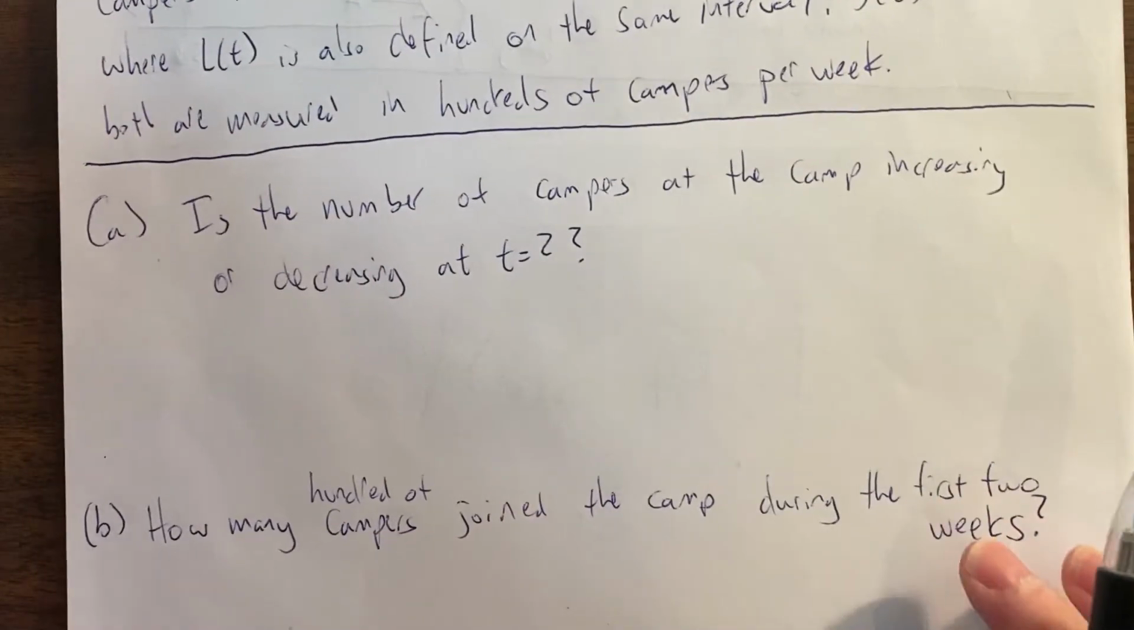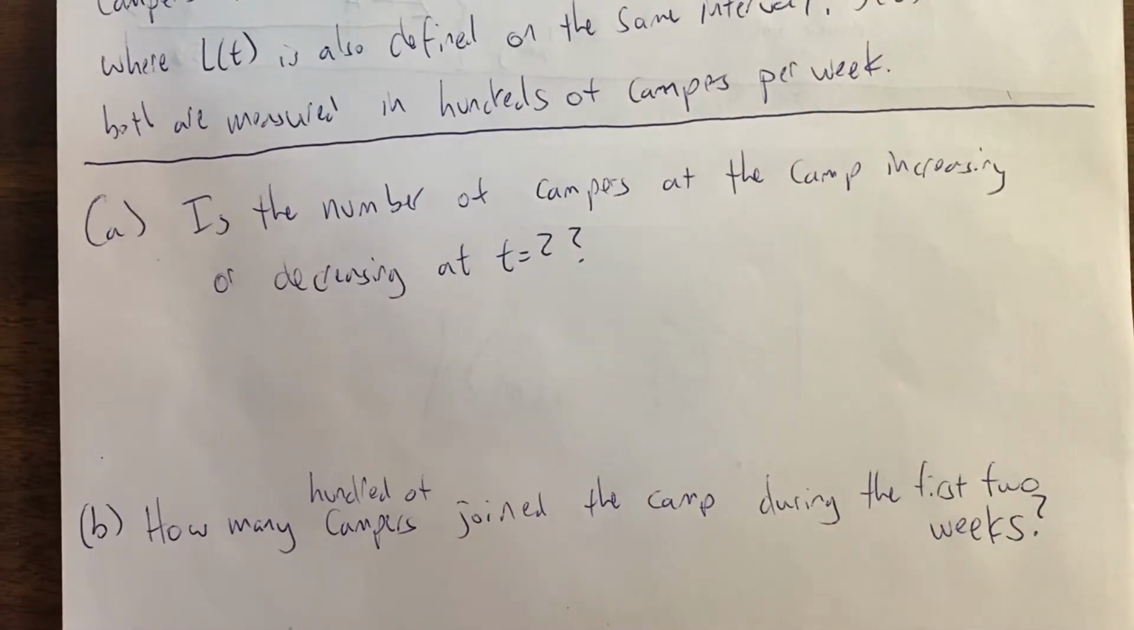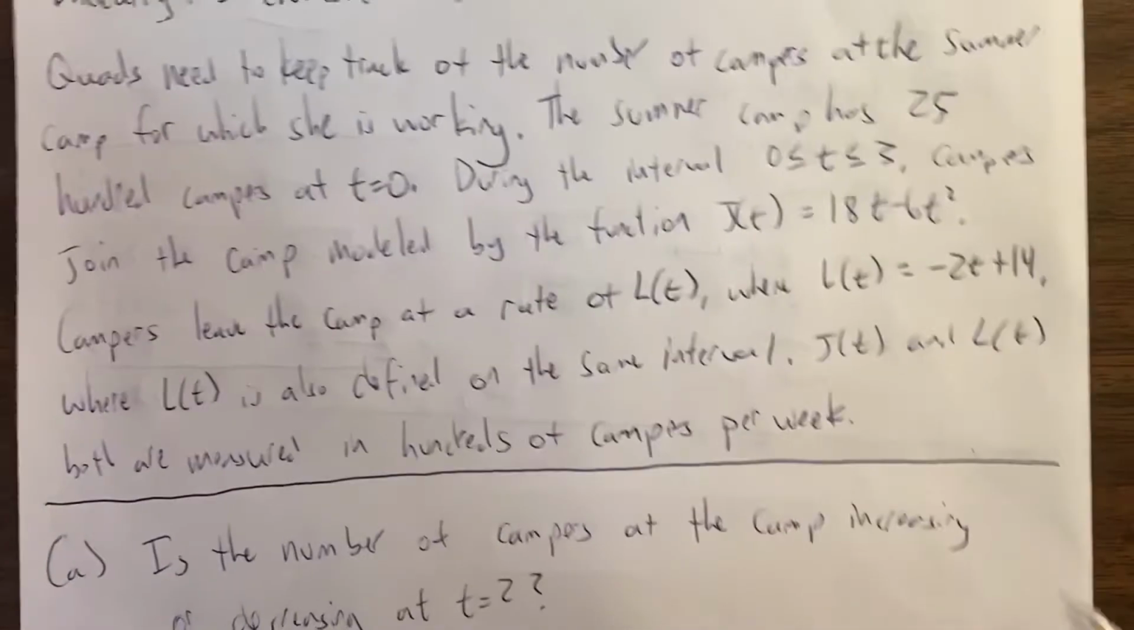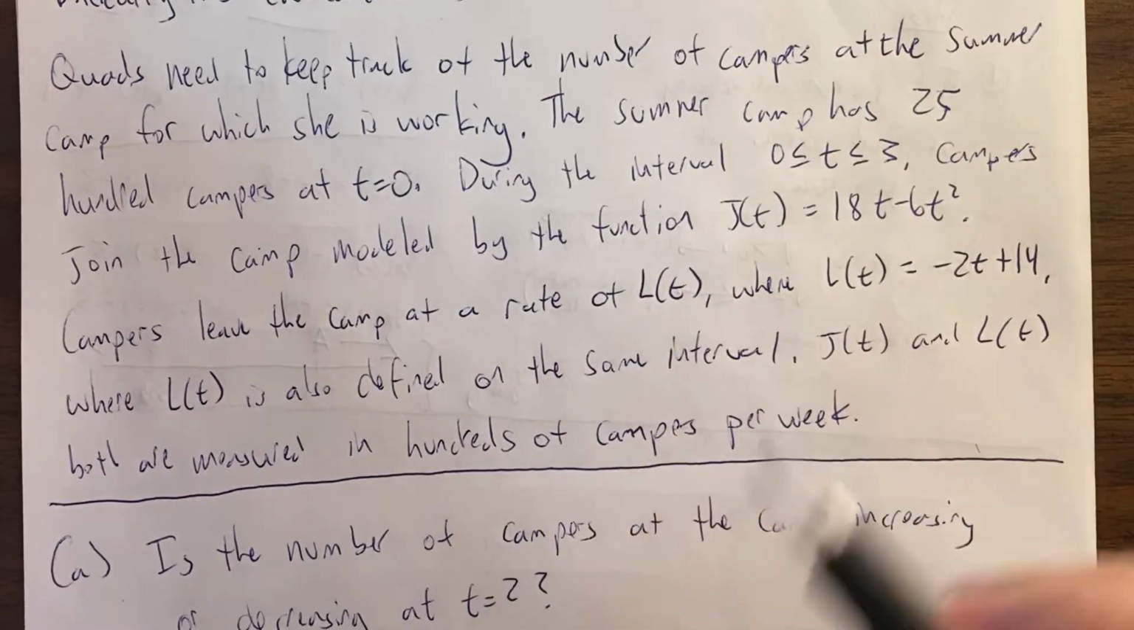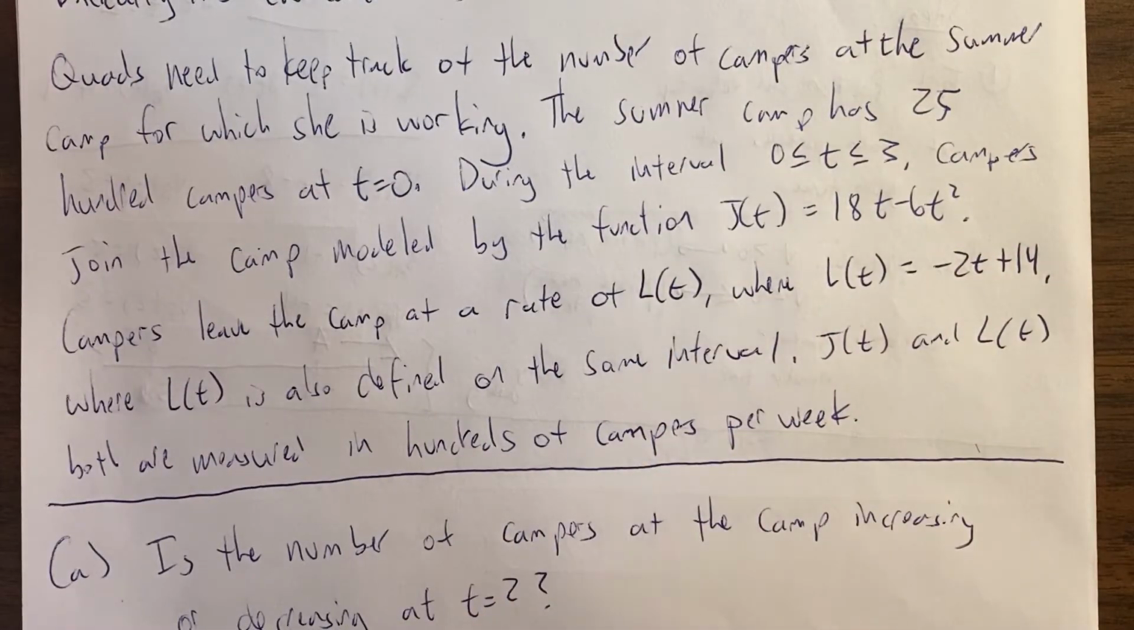So let's do an easy question just to get used to it. Is the number of campers at the camp increasing or decreasing at t equals 2? So this is going to be seeing whether rate in is bigger or rate out is bigger at t equals 2. So what we're going to do is just do rate in minus rate out, plug in 2, and just see if it's positive or negative.